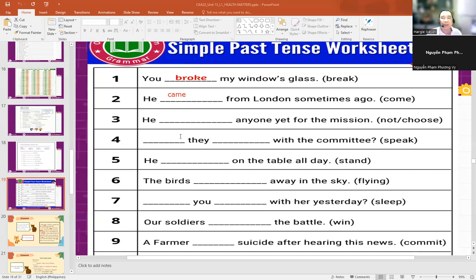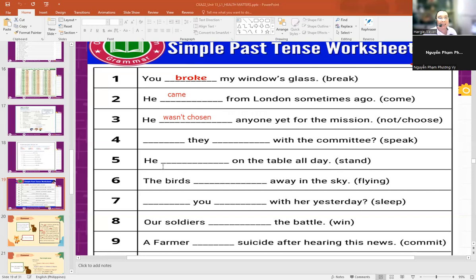Okay. Next, what about number 3? He didn't choose. You have to use the past tense of that. Isn't would be the present tense. But what about the past tense of that? What's the past tense of is? It's was, right? So he wasn't, and then the past tense of choose, that would be chosen. Okay, he wasn't chosen yet for the mission.